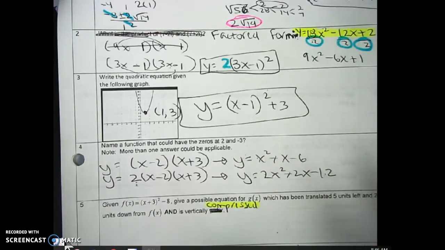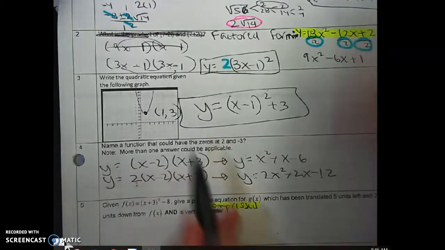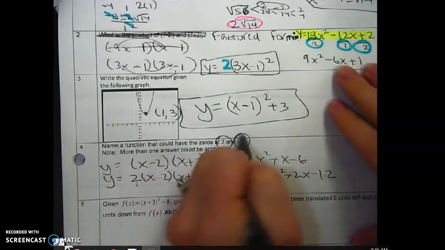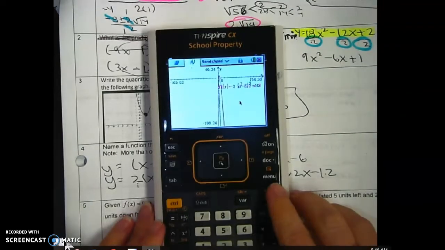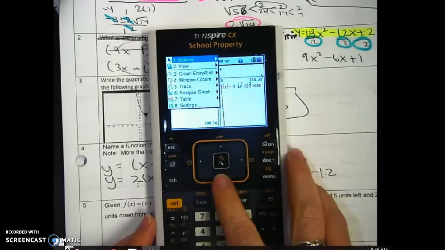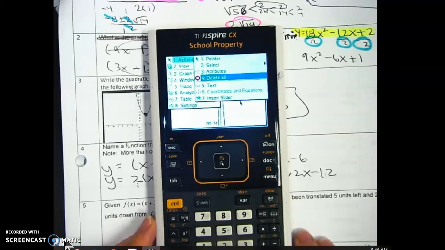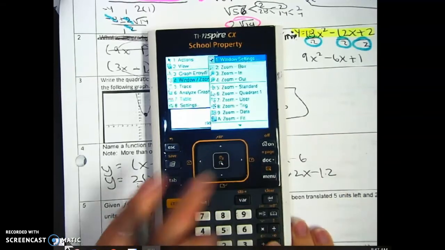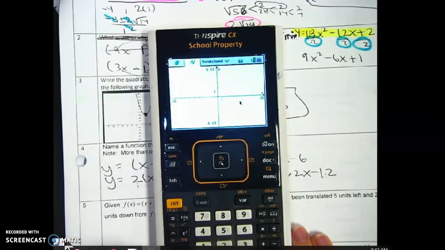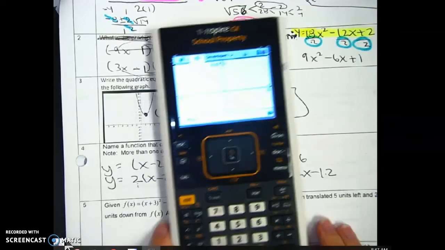I could also graph it, and on my graphing calculator, I could literally find where 2 and negative 3 cross. Okay, so let me get an example. Let me go get the graph. I want to remind you how to use the calculator. I have something on there, so menu, actions, delete all. Am I sure? Of course I'm sure. I also want to put it in standard form, so I'll go down here into standard. Now Control G so I can graph it.